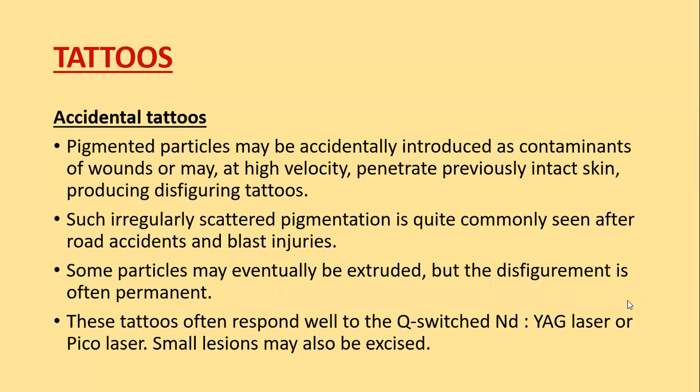Tattoos. The accidental tattoos. Pigmented particles may be accidentally introduced as contaminants of a wound or may at high velocity penetrate previously intact skin, producing disfiguring tattoos. Such irregularly scattered pigmentation is quite commonly seen after road accident and blast injuries. Some particles may eventually be extruded, but disfigurement is often permanent. These tattoos often respond well to Q-switched Nd:YAG or pico laser. Small lesions may also be excised.